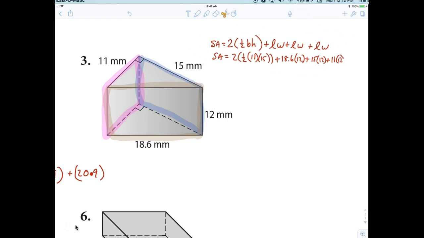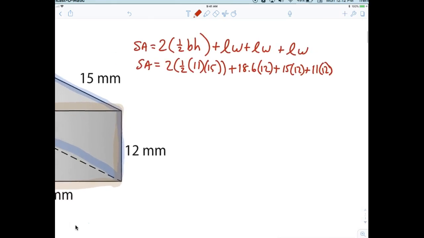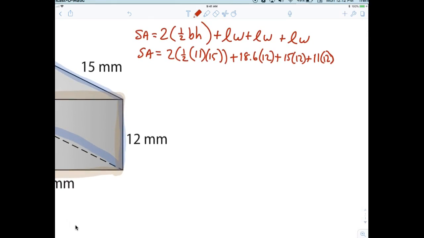Anybody have any issues with that? I had to kind of squeeze that in, so let me know. Is there a problem? Now just type it on the calculator. I got 700. Somebody said surface area: 700.2 millimeters. Anybody have any issues with that? Yeah, good. All right, I'm happy. Everybody's good?